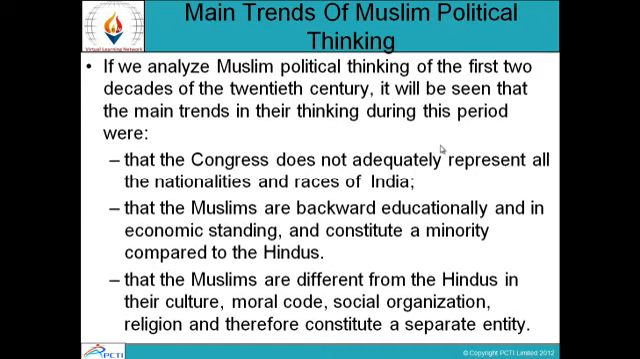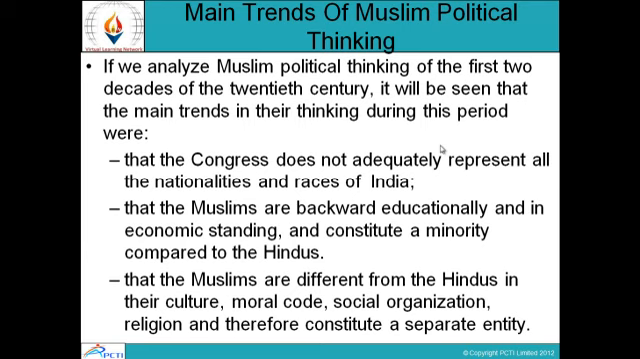Main trends of Muslim political thinking. If we analyze Muslim political thinking of the first two decades of the 20th century, it will be seen that the main trends were the following: that the Congress does not adequately represent all the nationalities and races of India, and that the Muslims are backward educationally and in economic standing and constitute a minority compared to the Hindus.